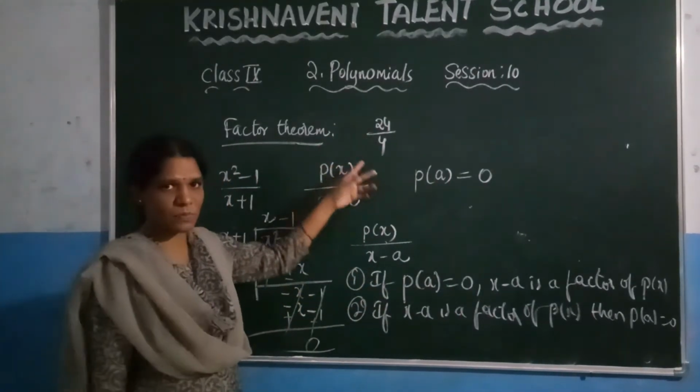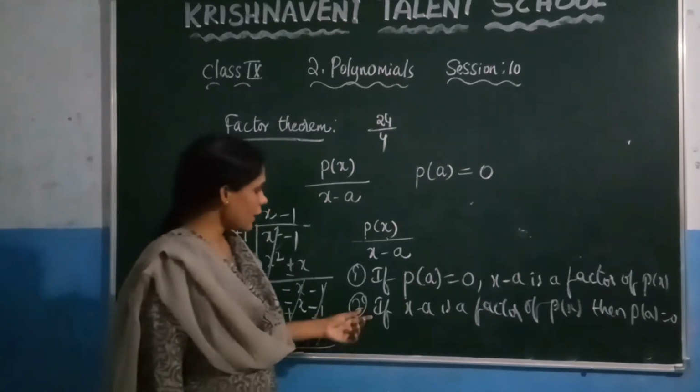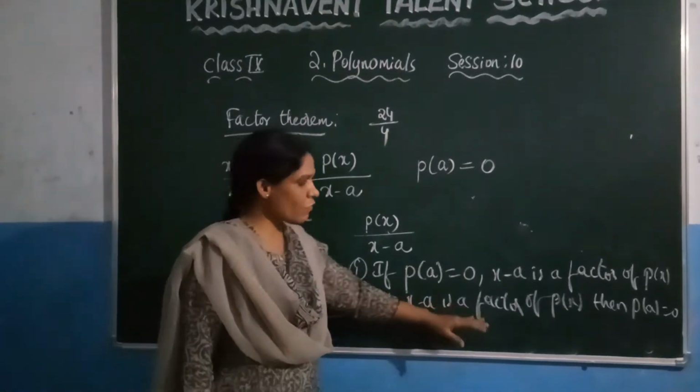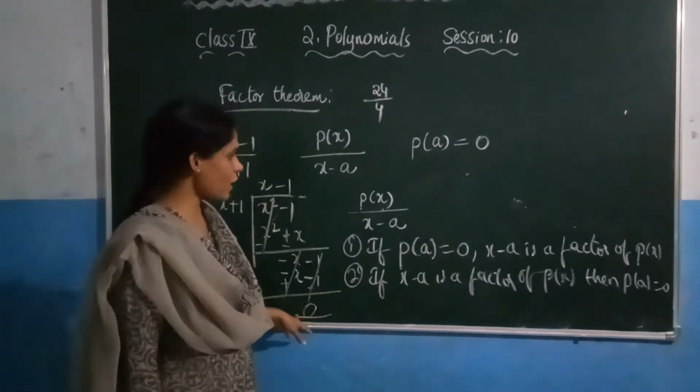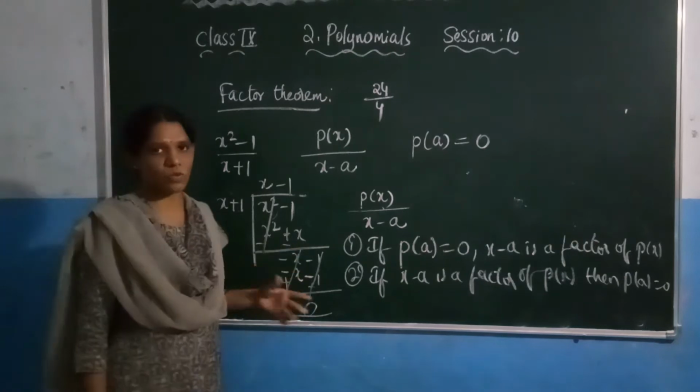Just now we have discussed this by taking an example. Now again, if x minus a is a factor of p of x, then we can say that the remainder is 0. This is about the factor theorem. Now let us do the proof of this theorem.